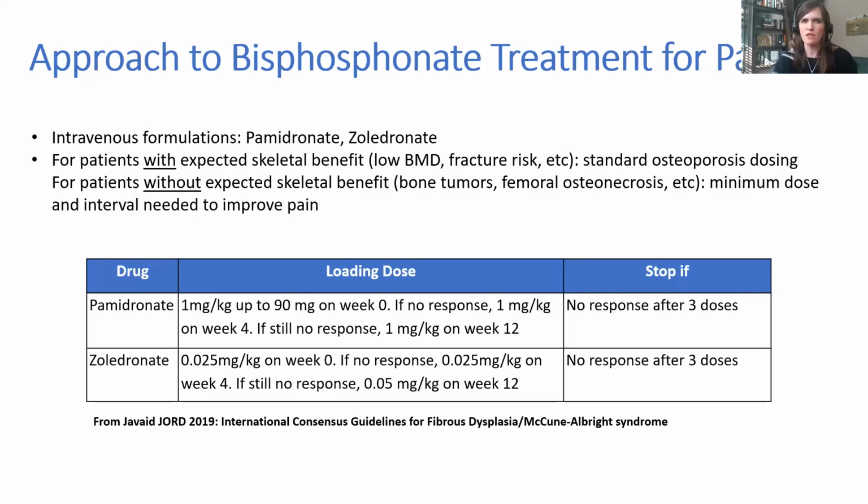So when we approach a patient, we really need to divide them into two groups. In patients who have an expected skeletal benefit of bisphosphonates, so these would be patients that have low bone density or an increased fracture risk, in general, we prescribe standard osteoporosis dosing. So this would be pamidronate every 3 months or zoledronate every 6 months.